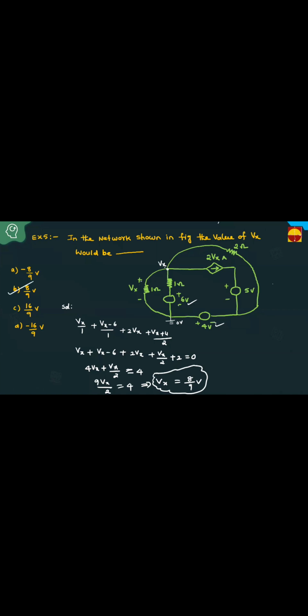Just by seeing the circuit, it appears very difficult, like a complex circuit. But see, if you take this as the supernode, how easy this problem is. If it is a supernode, this is Vx. This is Vx minus 0. This potential is Vx. But you may have the doubt, sir, why did you take this as a supernode?